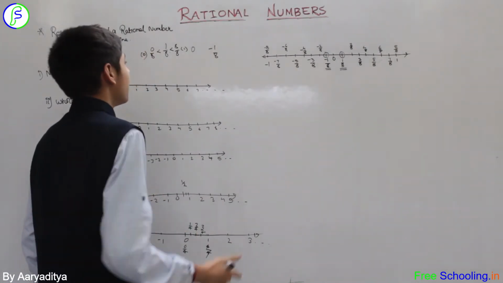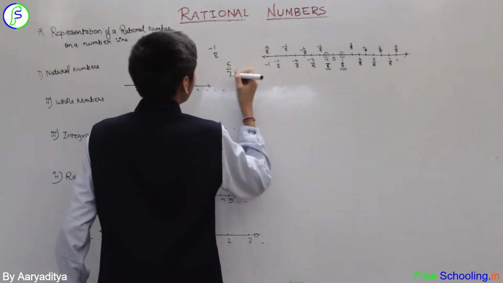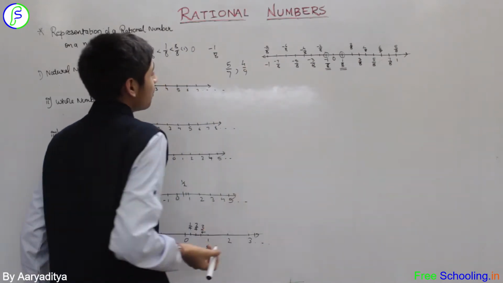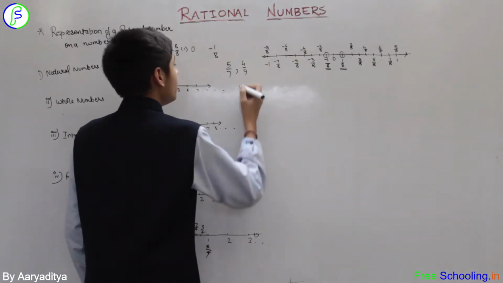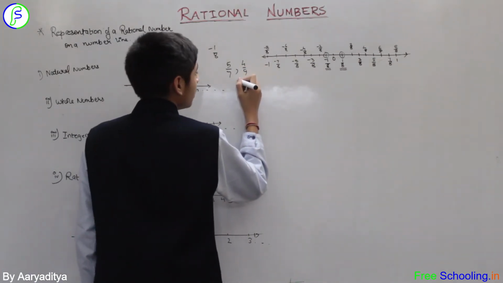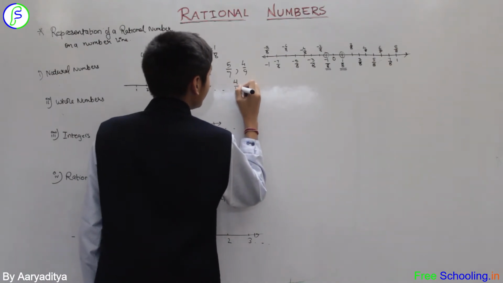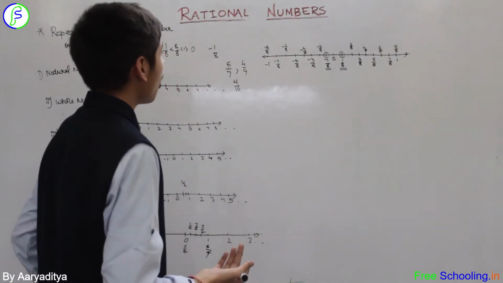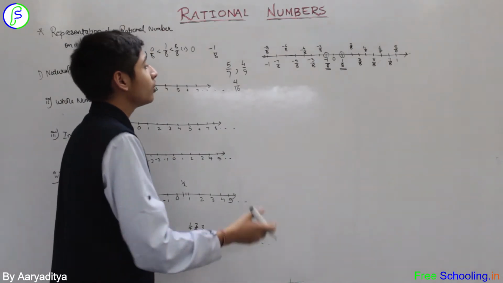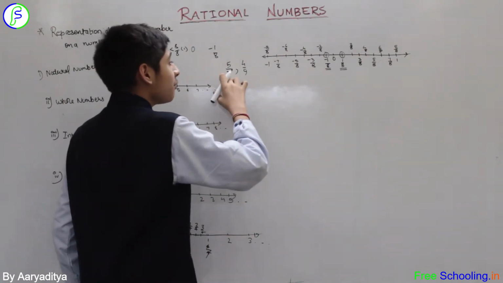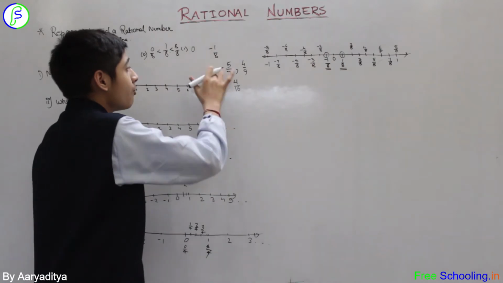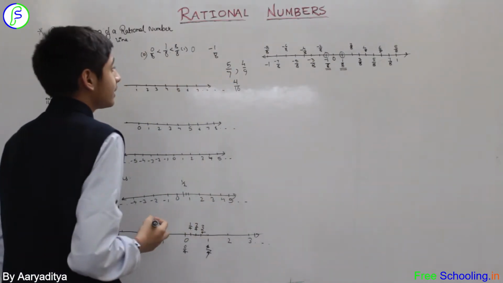If you take any number, let me take 5 by 7, let me take 4 by 9, let me take any bigger number, I can have 4 by 16. So that can all be represented on the number line. We just need to look at the denominator and make that many equal parts between the two numbers. For 5 by 7, let me give you a clear understanding.